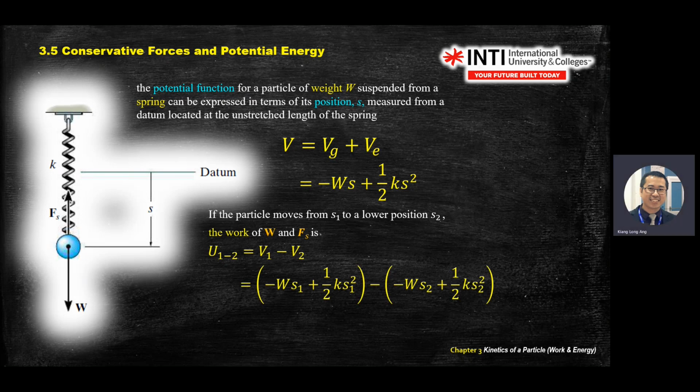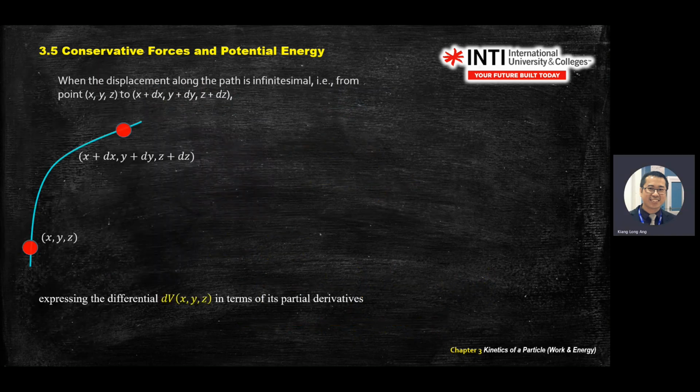So if you want to find the work, it is the difference of energy between the two positions. In this case, you take position 1 minus position 2, you get this equation. You take position 1 minus position 2, and not position 2 minus position 1. You'll get one equation. So we start to do a bit of derivation.